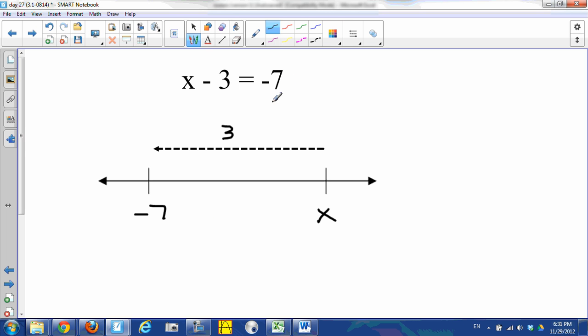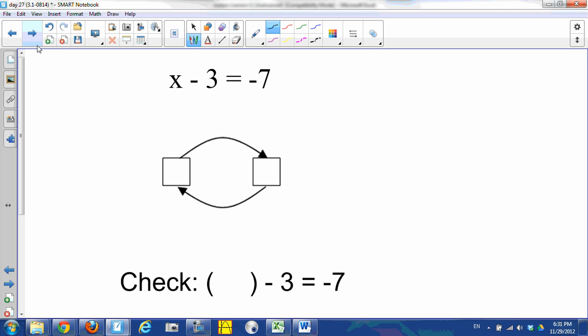So we're asking ourselves, what number did I start with if I backed up 3 spaces and ended up at negative 7? What number is 3 spaces higher on the number line than negative 7? And the solution, of course, is negative 4.